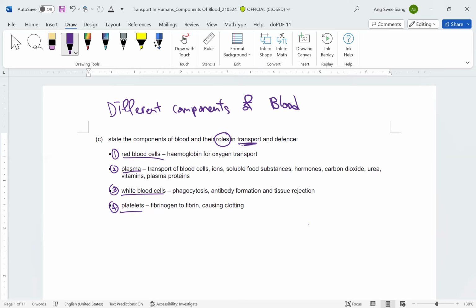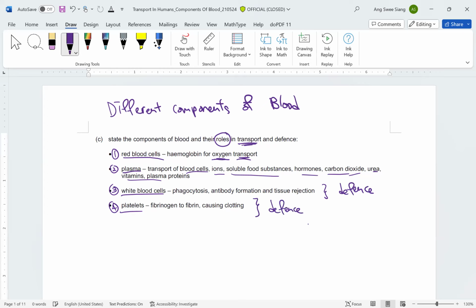So for red blood cells, we are talking about oxygen transport. Plasma is more of transport of blood cells, ions, all these things. So later I will talk about it. White blood cells is more for the defense part. Then platelets is also more towards the defense.